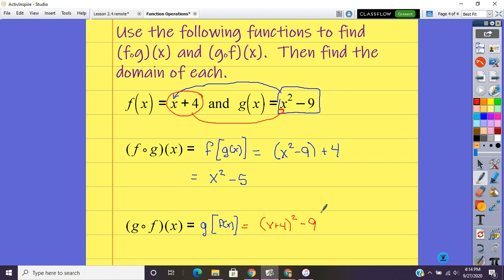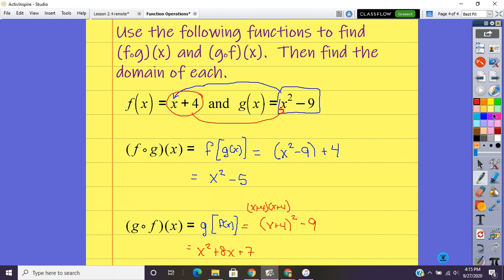If you had multiple x's, you would plug it in multiple times. If you had multiple x's, you would also probably want to FOIL this out. This does not mean distribute. This right here does mean x plus 4 times x plus 4, which is that multiplication we did on the last problem. So you would distribute. If you were to distribute this, you would have x squared plus 8x, and then 4 times 4 is 16, minus 9 would be a plus 7. So all distributed out, this would be our answer.